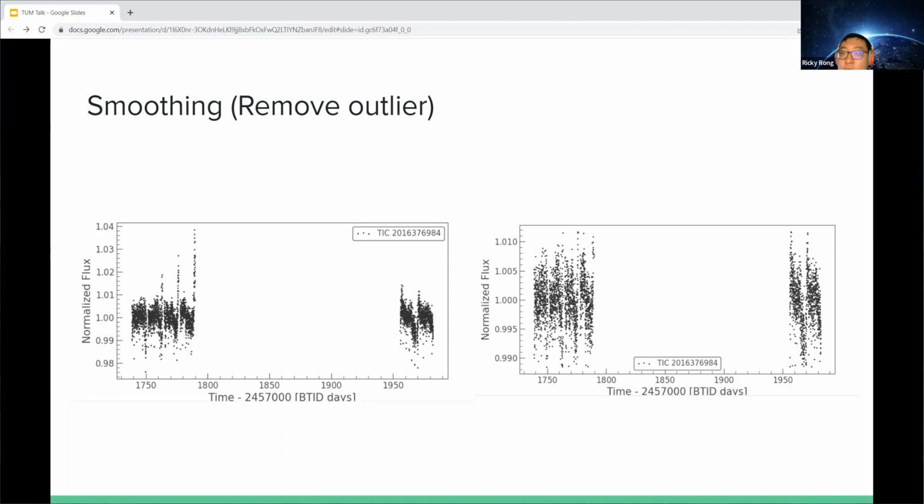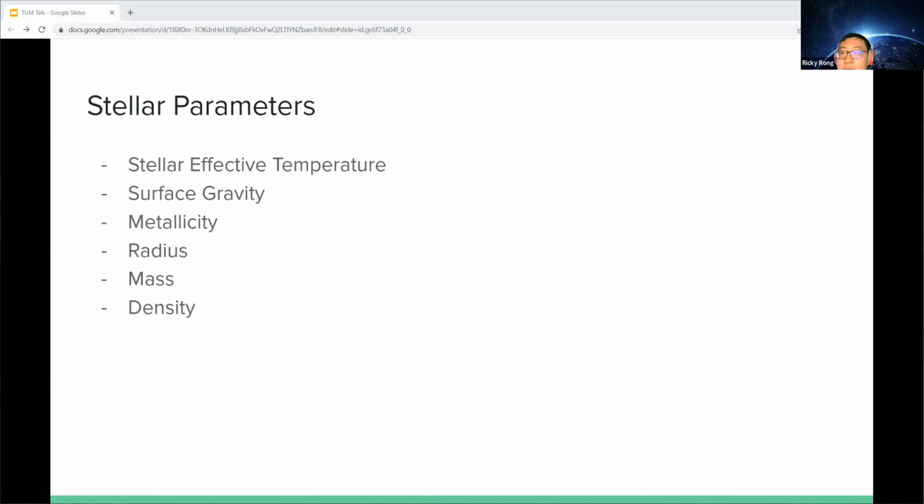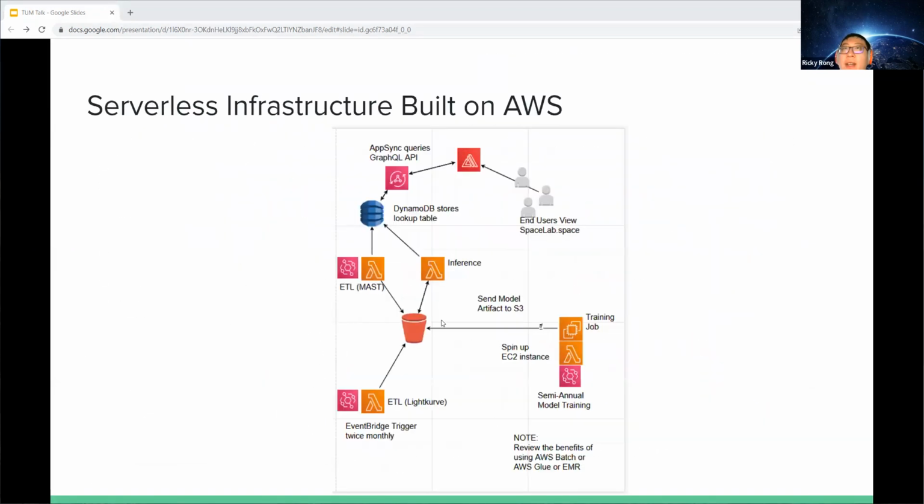As I mentioned in our infrastructure slide, in this DynamoDB in the back, we initially store the NASA data, and then we use the output from our model to modify some of this data. So what you're seeing on the spacelab.space website, it's possible it's coming from NASA, or it's possible that it's coming from our internal model.